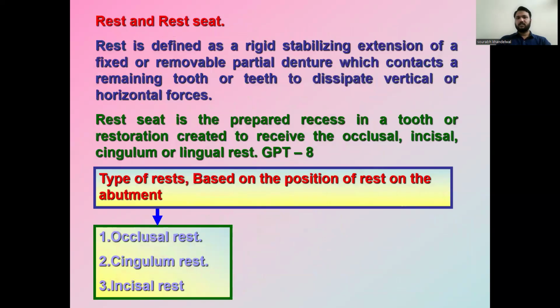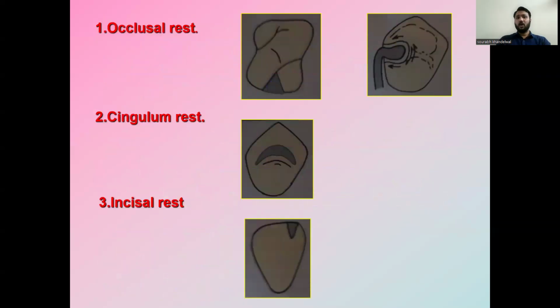Then rest and rest seat. Rest is defined as a rigid stabilizing extension of a fixed or removable partial denture which contacts a remaining tooth or teeth to dissipate vertical or horizontal forces. Rest seat is the prepared recess in a tooth or restoration created to receive the occlusal, incisal, cingulum or lingual rest. Types of rest are occlusal rest, cingulum rest and incisal rest. As the name suggests, occlusal rest will be present on the occlusal surface of the posterior teeth, molars or premolars. Cingulum rest will be present mostly on the canines, on the cingulum area, and incisal rest will be present on the incisors.